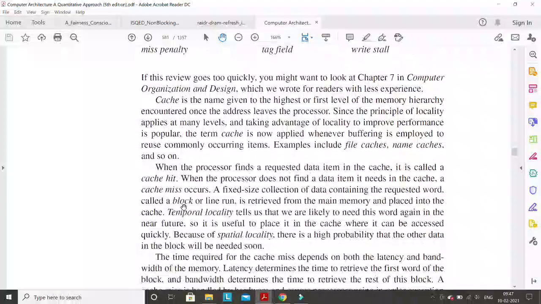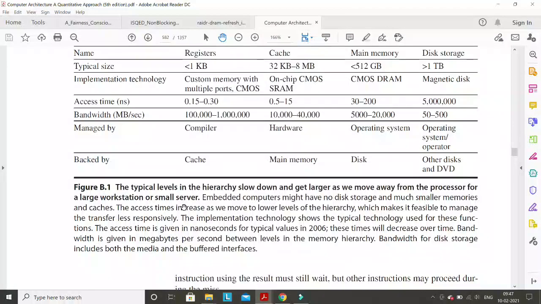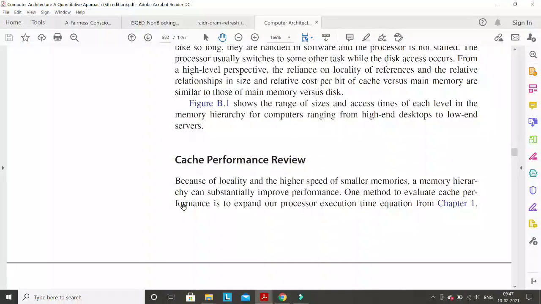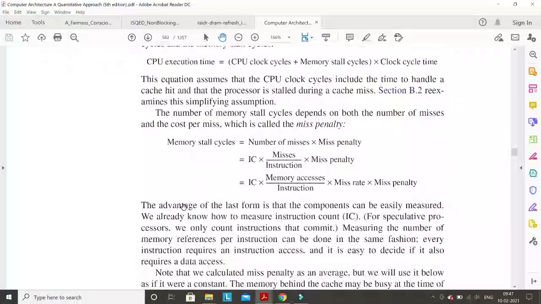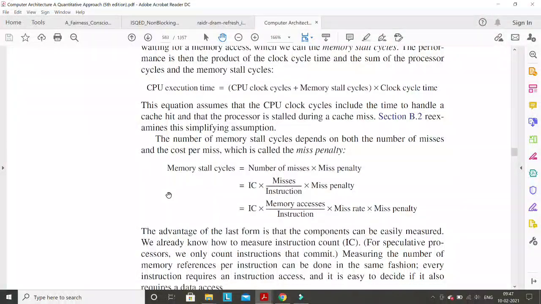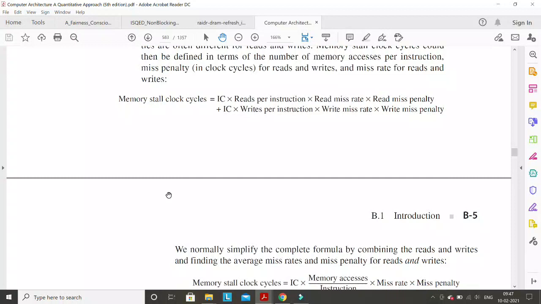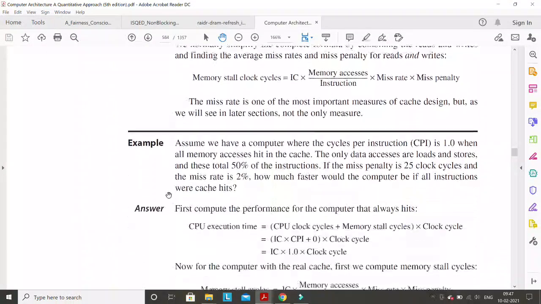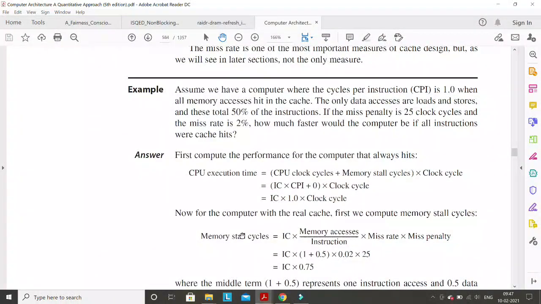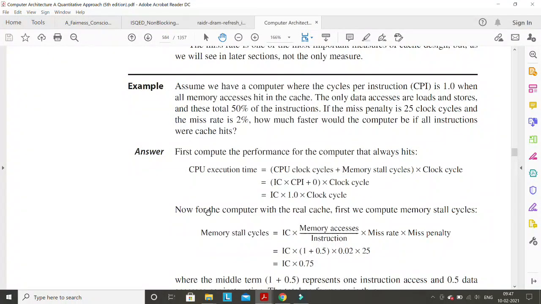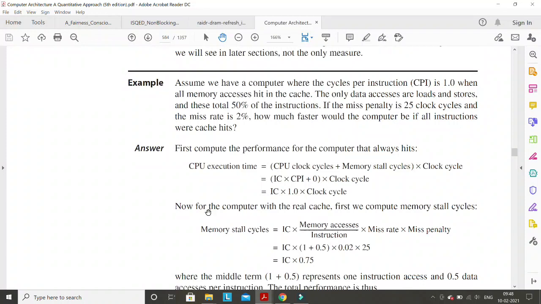In the introduction, you can read all these things, but I think whatever is written here is already known, so I'll not ask any question from it. Cache performance review and these formulas are important. Every formula that you will find in this appendix is important. You have to understand all the formulas written here, plus the mathematical problems given here. You need not solve any problem from the exercises, but try to understand whatever examples are given.